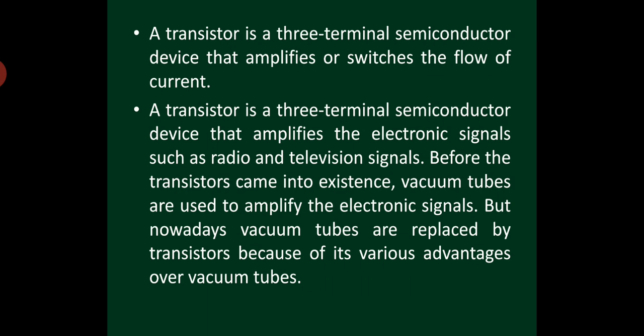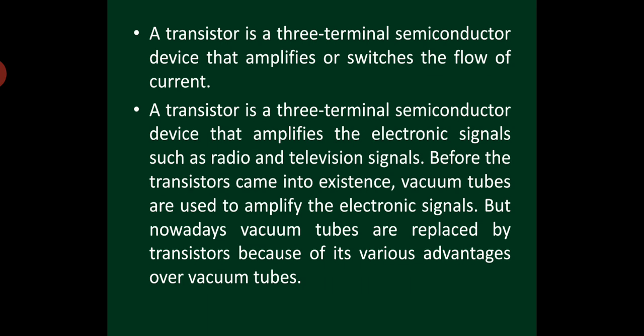Okay, so now what is a transistor? A transistor is a three-terminal semiconductor device that amplifies or switches the flow of current. It amplifies electronic signals such as radio and television signals. Before transistors came into existence, vacuum tubes were used to amplify electronic signals, but nowadays vacuum tubes are replaced by transistors because they have various advantages over vacuum tubes.